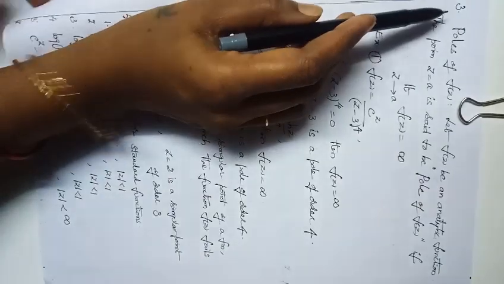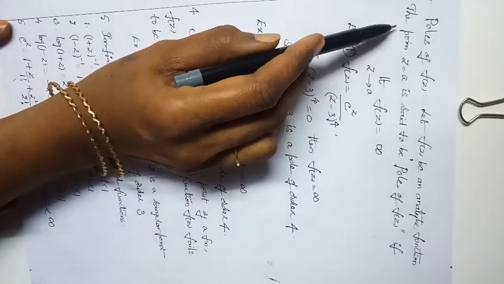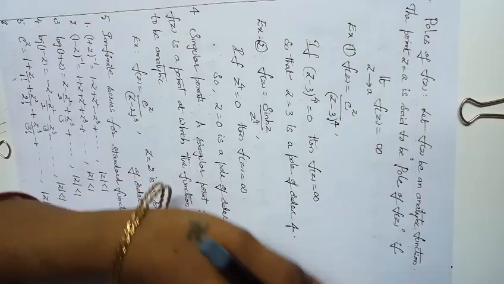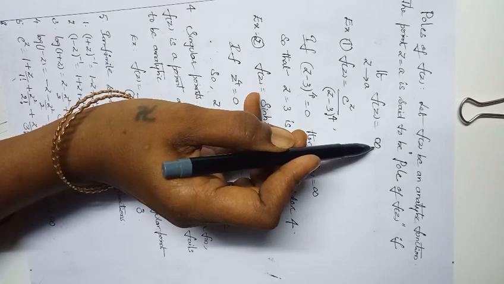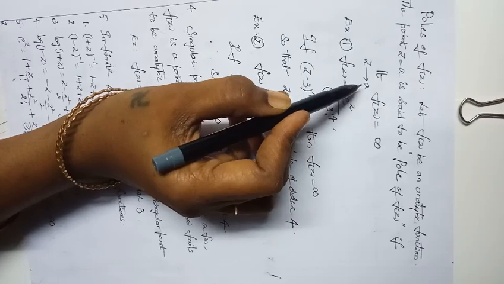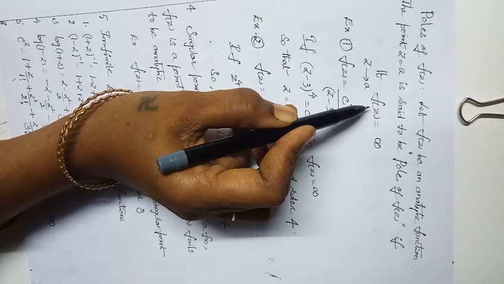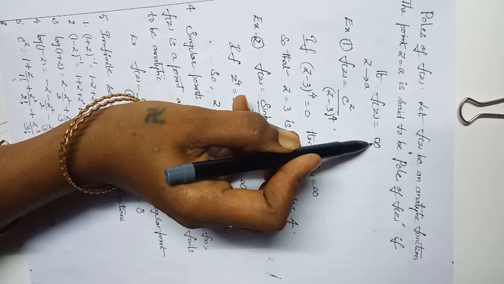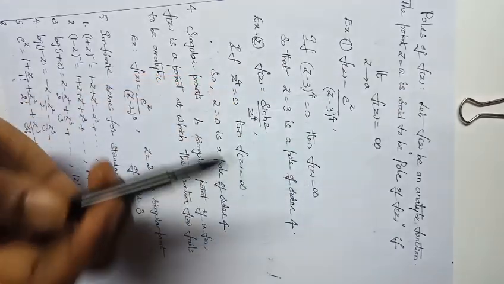The next point, note number 3. Poles of f(z). Let f(z) be an analytic function. The point z = a is said to be a pole of f(z) if the limit as z tends to a of f(z) equals infinity. In this case the point a is called a pole of f(z). A pole of f(z) is nothing but a singular point at which the function fails to be analytic. That is, the limit as z tends to a of f(z) is infinity, I mean the function value is infinity at the point z = a. Such a point is called a pole of f(z).